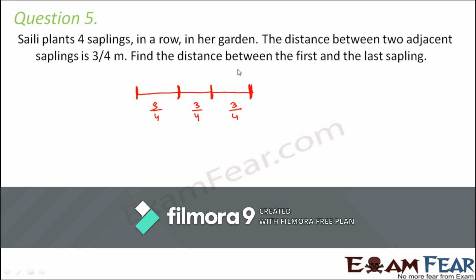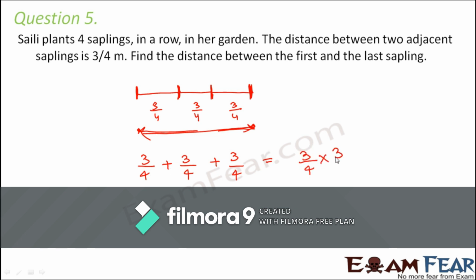Now the question is, find the distance between the first and the last sapling. So this is the first sapling, this is where the last sapling is. So we have to find out this entire distance. So how would you find out this entire distance? This entire distance is nothing but 3 by 4 plus 3 by 4 plus 3 by 4, which actually means that 3 by 4 is added 3 times, which can be written as 3 by 4 into 3. So we multiply the numerators, which is 9, we multiply the denominators, which is 4. So the distance between the first and the last sapling is 9 by 4 meters.